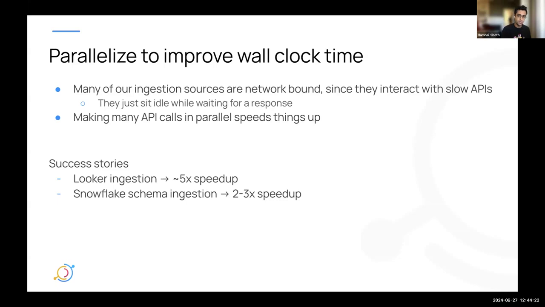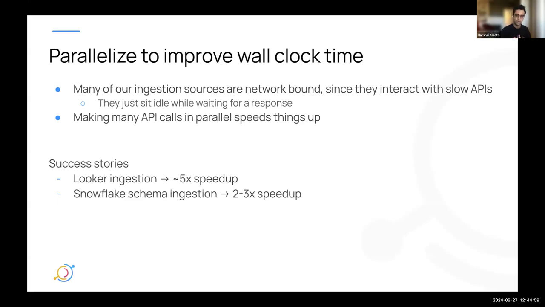The other thing that we do is we care about wall clock time. And so we'll parallelize for the sources that are network bound, as in they make an API request, they wait for 100 milliseconds, they return the data back. 100 milliseconds is really slow when CPUs run at gigahertz. So sitting idle and just waiting for a response doesn't make a lot of sense. So we'll make multiple API calls in parallel to speed things up.